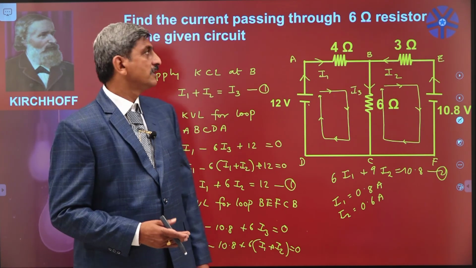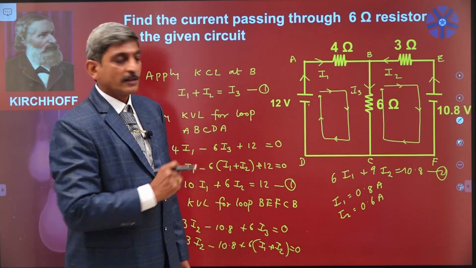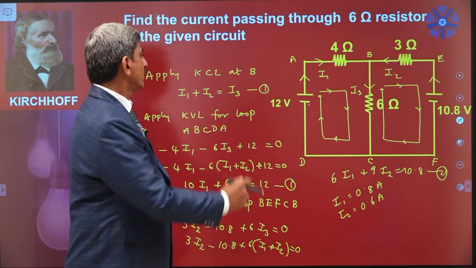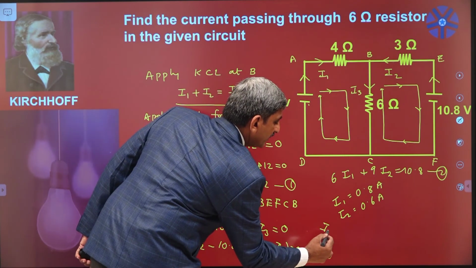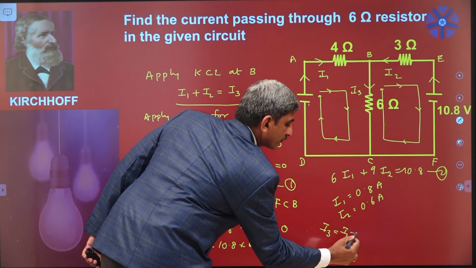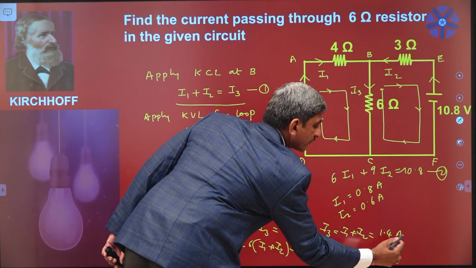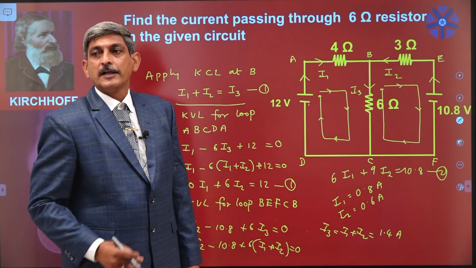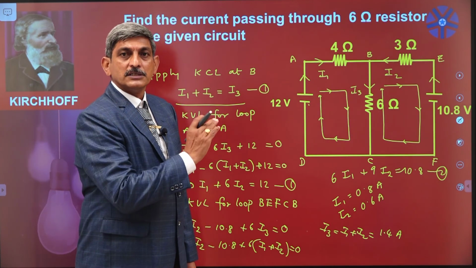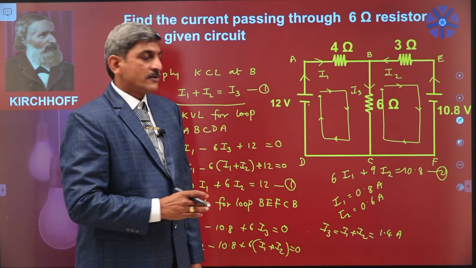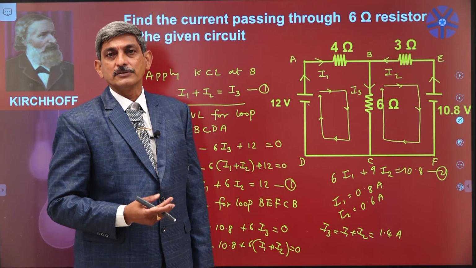What is the question? The question is, we want to find the current passing through the 6 ohm resistor. After calculating the I1 and I2 values, using equation 1, find out the I3 value. So I3 is equal to I1 plus I2, that is equal to 1.4 amperes. Like this, by applying Kirchhoff's current law and Kirchhoff's voltage law for the given electrical networks, we can determine the current passing through the different branches of the circuit.